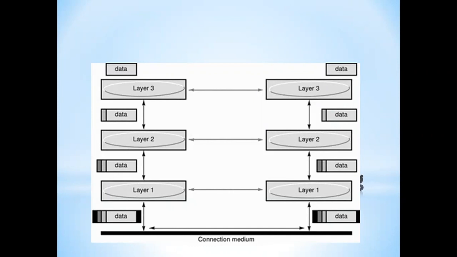In that, a small concept is peer. A three-layer network is shown in the figure. The entities comprising the corresponding layers on different machines are called peers. The communication actually takes place between peers using the protocol. The dotted lines shown are the virtual communication, and the physical communication is shown by the solid lines in the diagram.